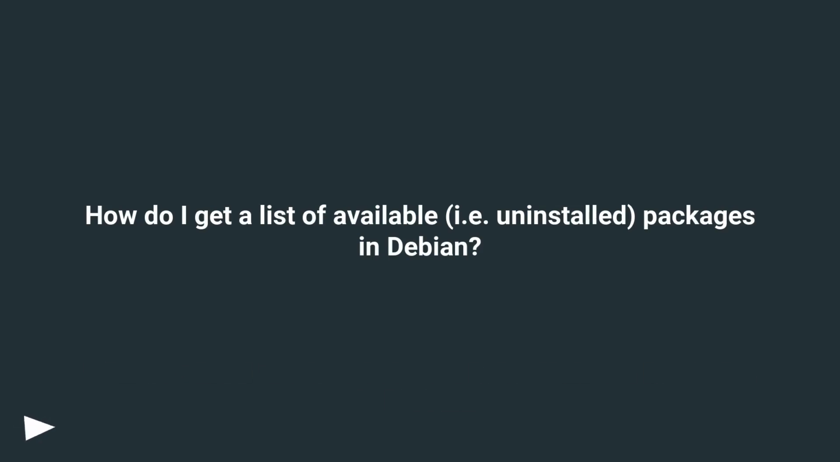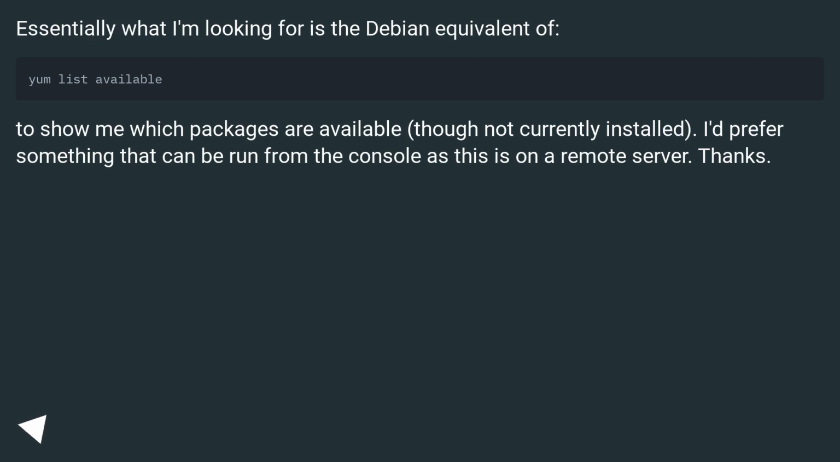How do I get a list of available, i.e. uninstalled, packages in Debian? Essentially what I'm looking for is the Debian equivalent of a command to show me which packages are available, though not currently installed. I prefer something that can be run from the console as this is on a remote server. Thanks.